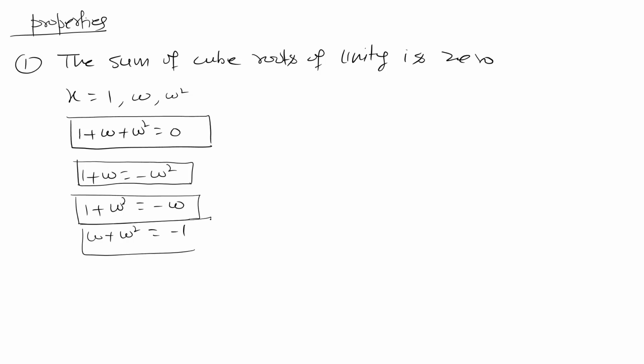So there are four conditions. First is 1 plus omega plus omega square is 0. Second is 1 plus omega is minus omega square. Third, 1 plus omega square is minus omega, and fourth, omega plus omega square is equal to minus 1.